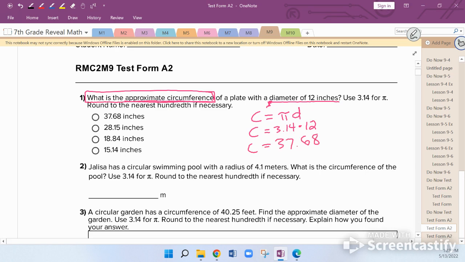Since it's circumference, that's a length, so that's going to be in regular inches. We got our answer right there. Okay, we're moving on. Any questions for the first one?